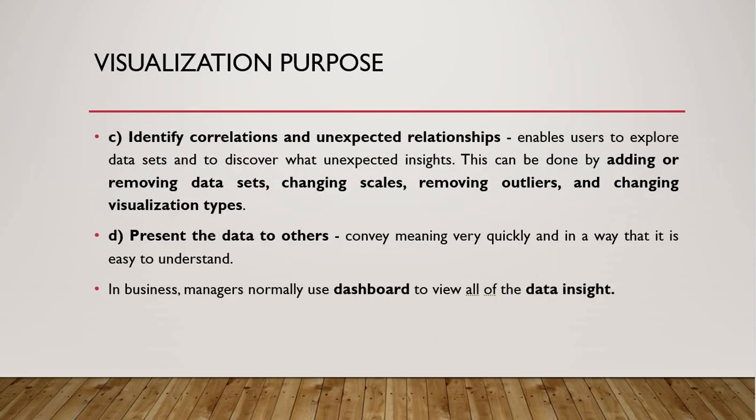So next one is identify correlation and unexpected relationships. Enable users to explore data sets and to discover unexpected insights. This can be done by adding or removing data sets, changing scales, removing outliers, and changing visualization types. Okay, selain daripada tu, kita boleh tengok correlation, relationship antara sesuatu, dua variable. Contohnya macam kalau saya nak bagi contoh COVID lah itu, bila musim perayaan, okay, banyak pergerakan antara negeri kan, orang sini bergerak ke sana.